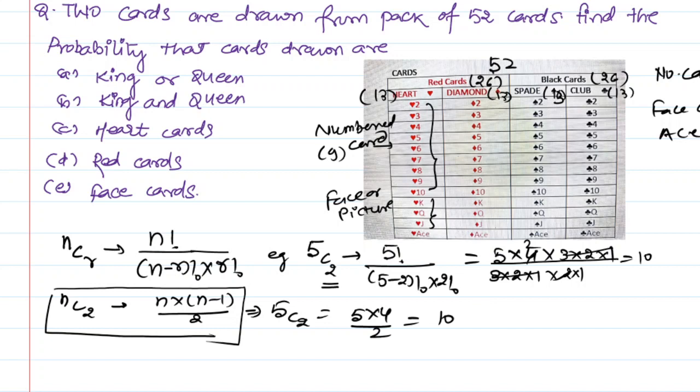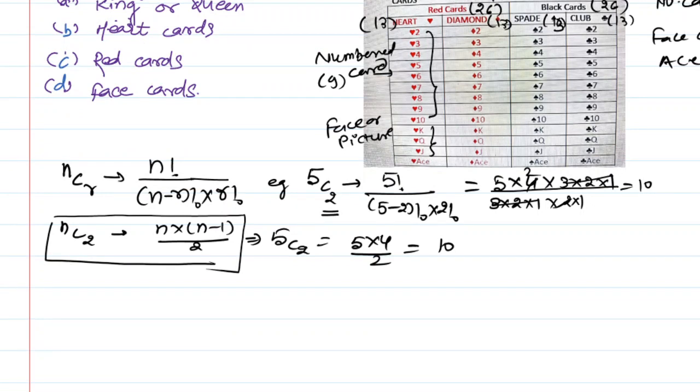So let's come to the first question. I want king or queen. What do I want? King or queen. So how many kings and how many queens we have? 4 kings and 4 queens. So out of these, the condition is I can have king, I can have queen, I can have both.